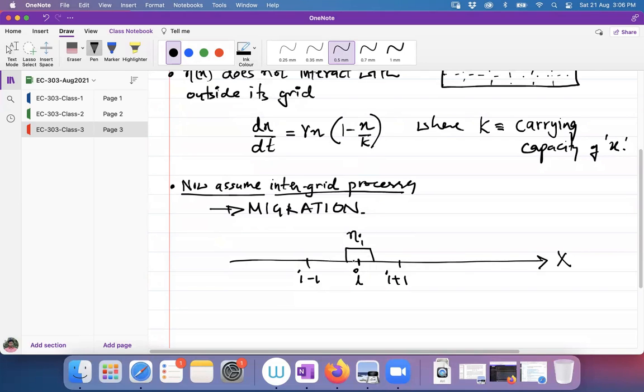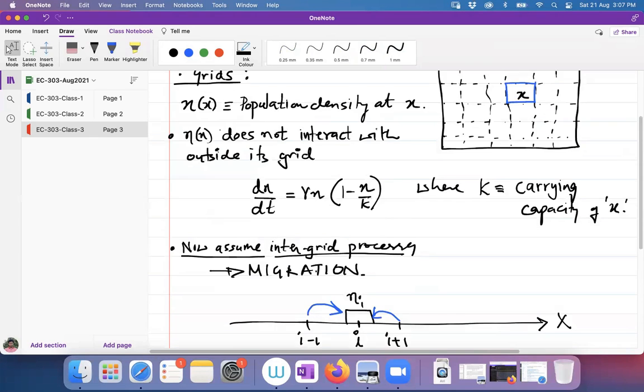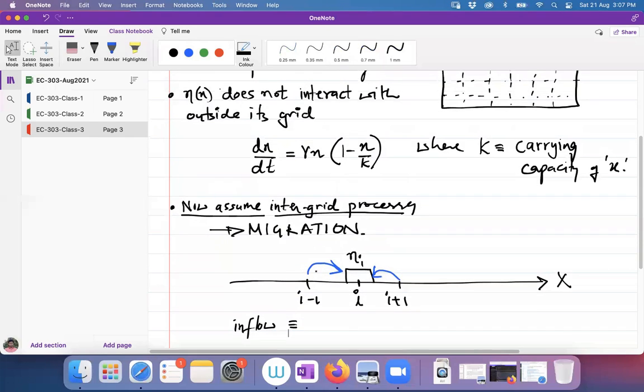So why would it change, by the way? It would change because individuals from here can come here, right? Likewise, individuals can come from here, can come here. Do you agree with that? So you can call that inflow. The inflow is similar to a random walk, right? Absolutely right. Yeah, very good. Great, that's absolutely right.